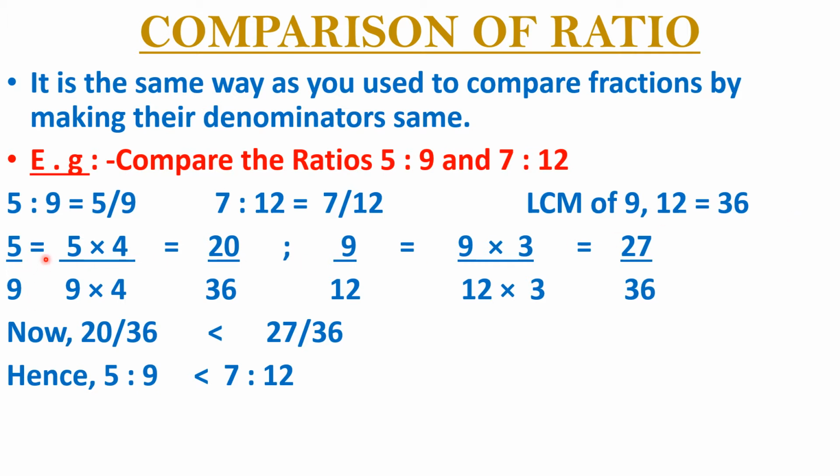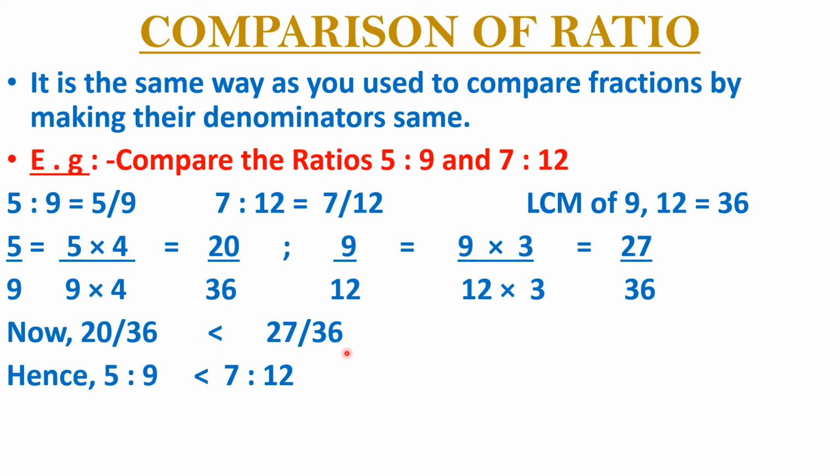So 5/9 equal to 5 multiplied 4 whole divided by 9 multiplied 4 gives 20/36, and 7/12 equal to 7 multiplied 3 whole divided by 12 multiplied 3 gives 21/36. As you know, in fractions where denominators is same, the fraction with bigger numerator is greater. Here 20/36 is less than 27/36.